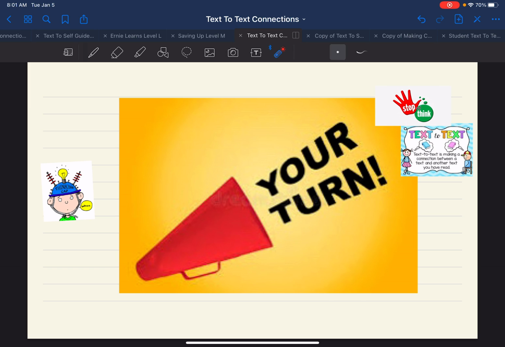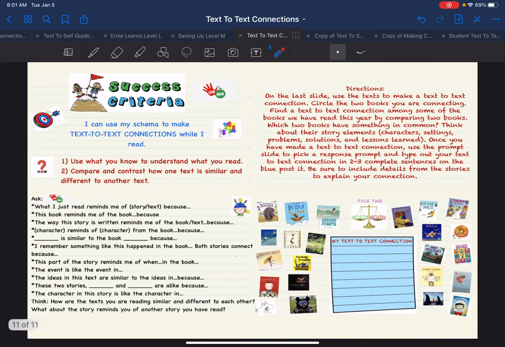So readers, on part 2 of your lesson, it is going to be your turn. You're going to stop and think and make a text-to-text connection, meaning you're going to compare what's the same and different between one text and another text. So you're going to have to get your thinking cap on. And it'll look like this. Your success criteria is you're going to use your schema to make text-to-text connections while you read. Compare and contrast how one text is similar and different to another text.